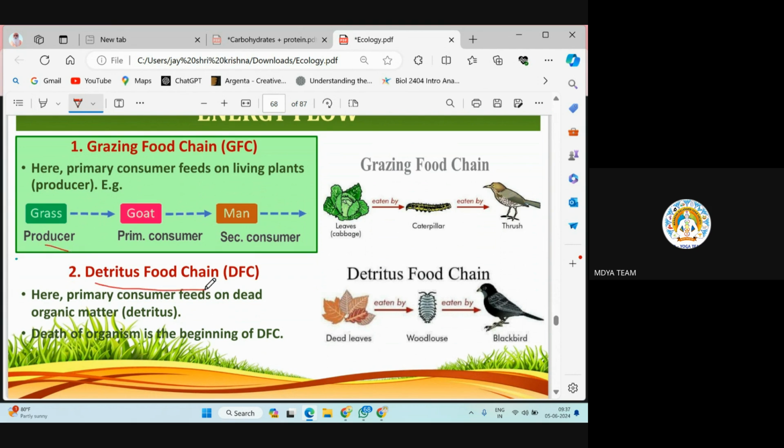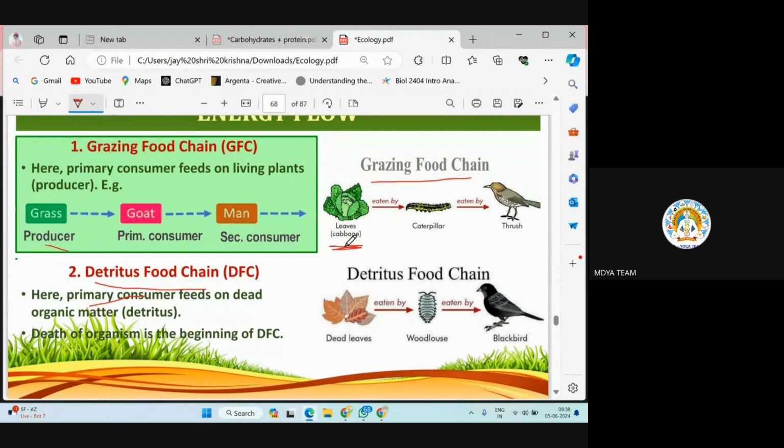Next is the detritus food chain. As we have already seen, in the detritus food chain the primary consumers will not feed on living plants. They will feed on dead organic matter. Any question? Okay, so in the grazing food chain, the producer will always be plants, and the primary consumer will feed on living plants like deer, caterpillar, and the grasshopper we have seen.